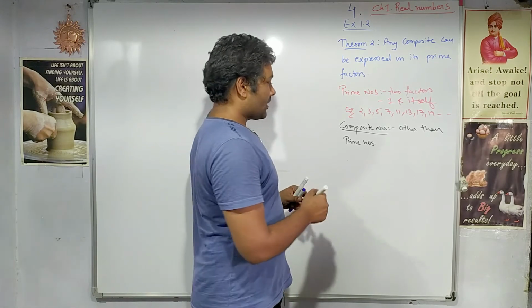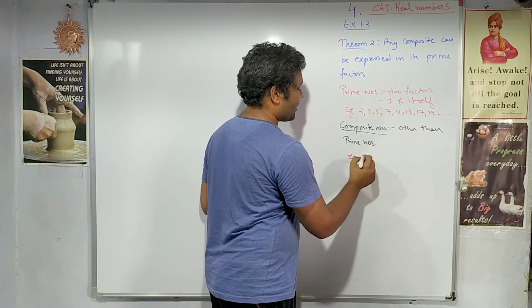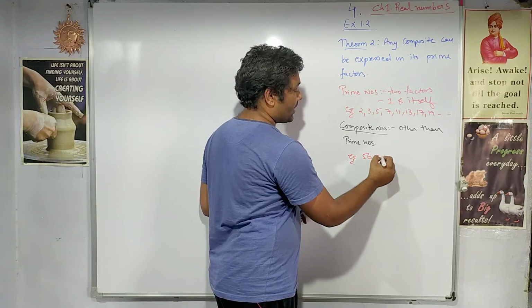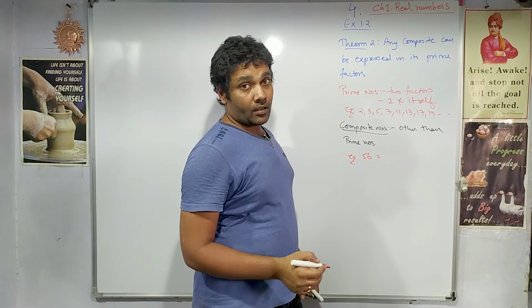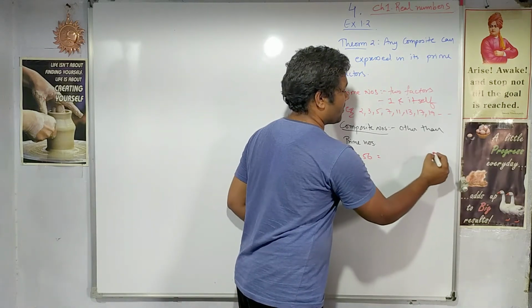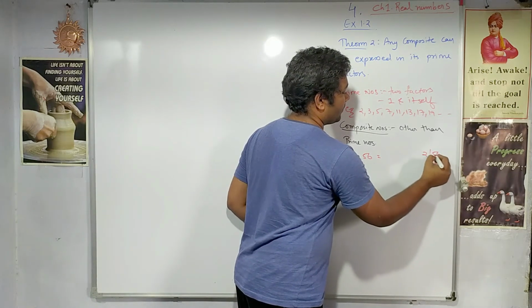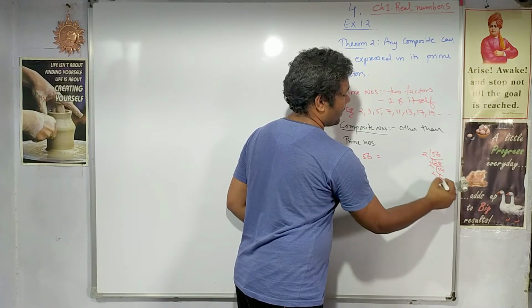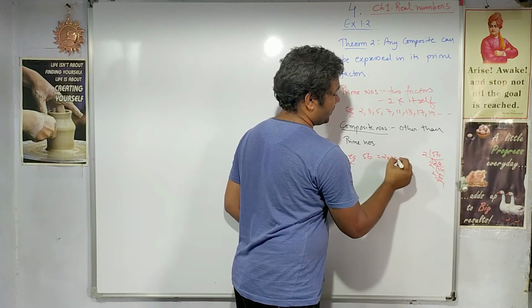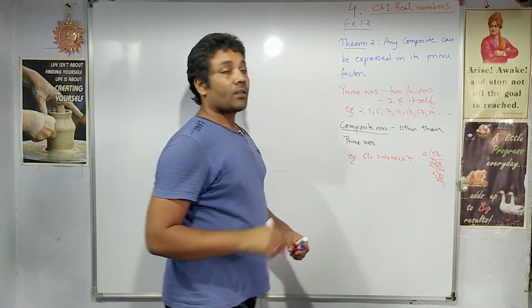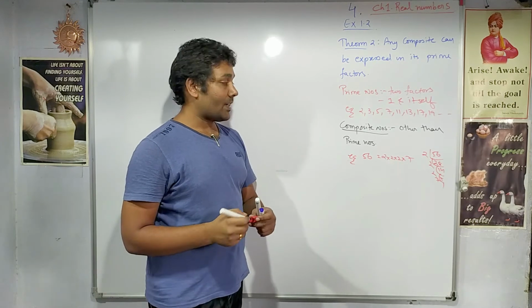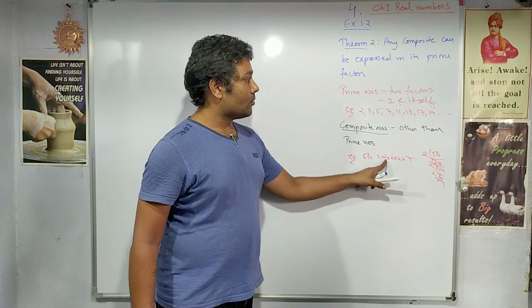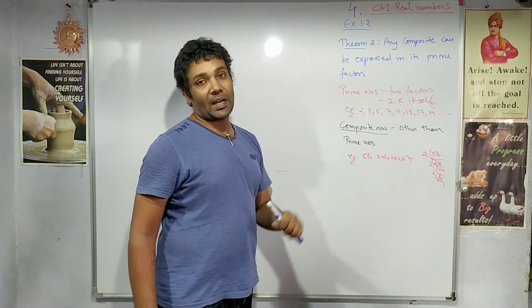If we take an example to understand this theorem, let us say I take 56. This 56 can be represented in its prime factor form. How to find its prime factors? Simple division method. 28, 14, 7, 1. So 2 into 2 into 2 into 7. These are the prime factors of 56. So this composite number is expressed in terms of prime factors. See, 2 is a prime number, 7 is also a prime number.